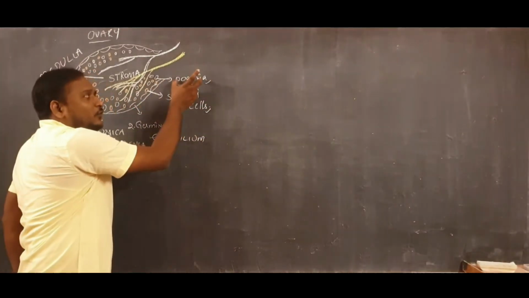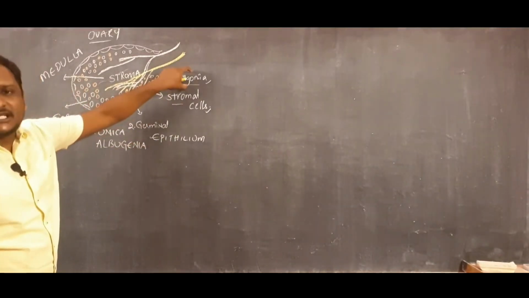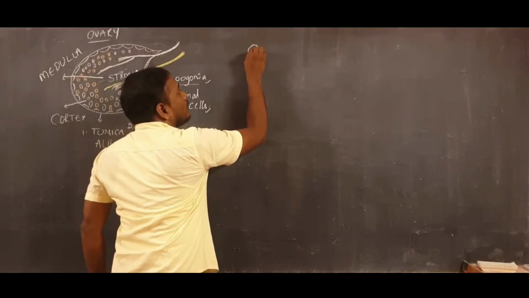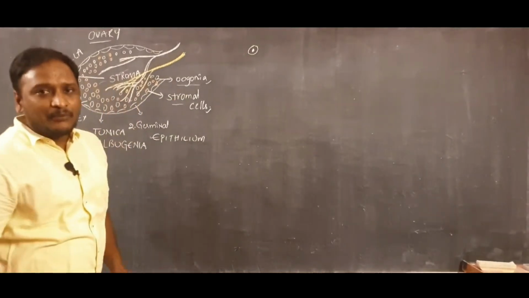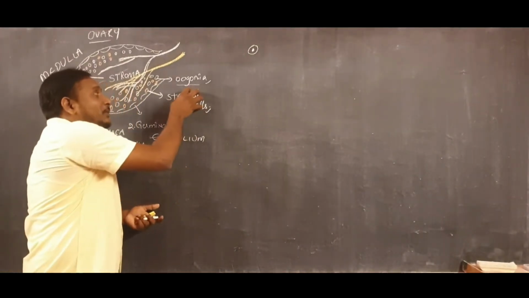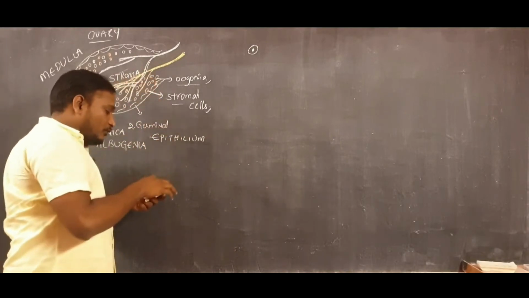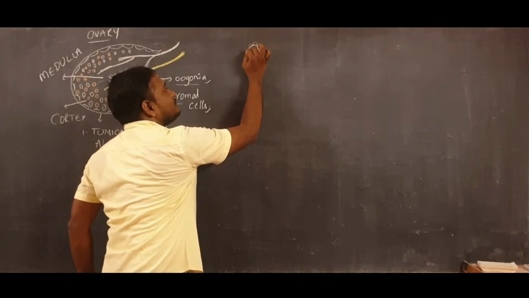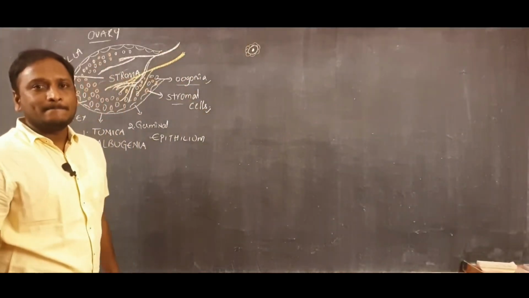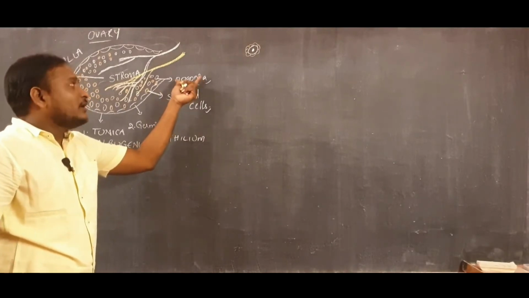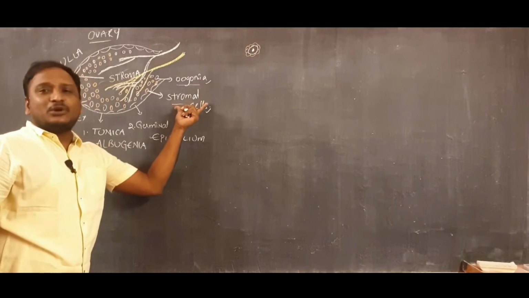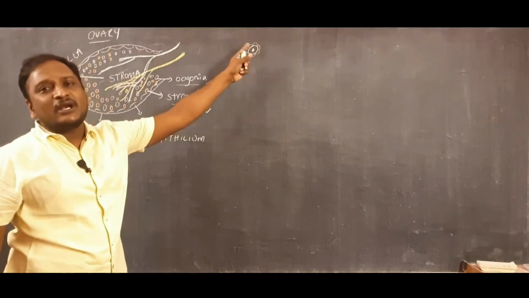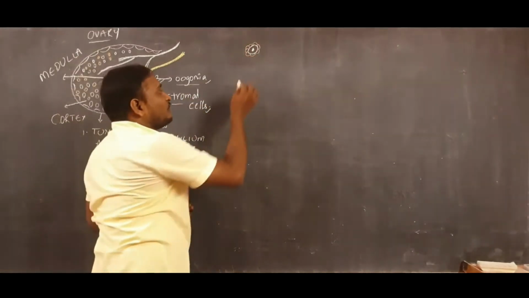Here, some of the oogonia cells will get specialized. Stromal cells present within the ovary will surround the oogonia cell. So the oogonia cell gets specialized and some of the stromal cells surround the specialized oogonia cell. Now it looks like one kind of follicle, which is also called an ovarian follicle.